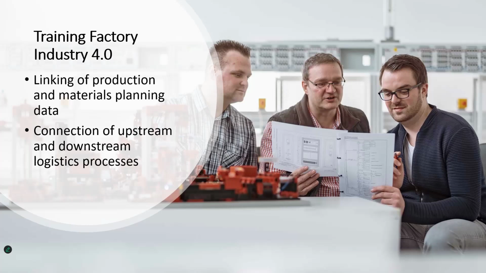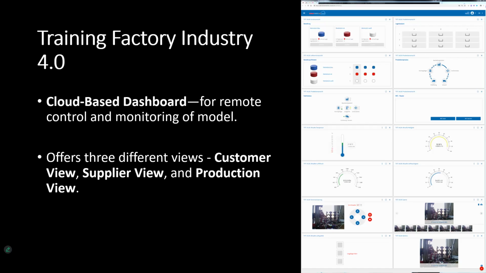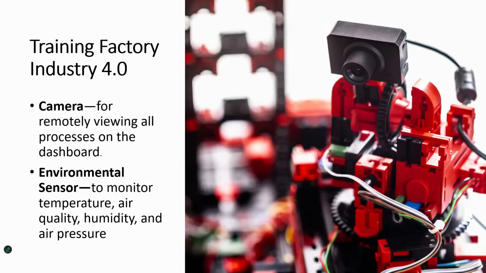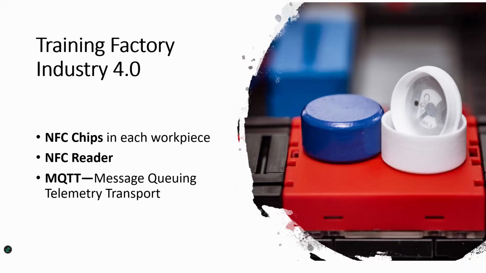Now, as you just saw, the model incorporates many features not found in the models that we looked at earlier, perhaps most notably being the use of the cloud-based dashboard for monitoring and controlling the model. Some other examples would be the camera that's used for visually monitoring the factory functions from the cloud-based dashboard, as well as the environmental sensor, which collects data on variables such as temperature, air quality, humidity, and air pressure on the factory floor. The use of NFC chips in each of the work pieces enables the position of each of these pieces in the work cycle to be mapped.